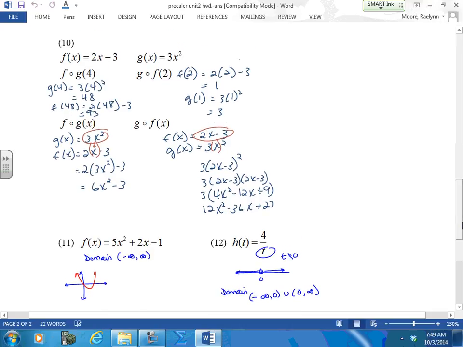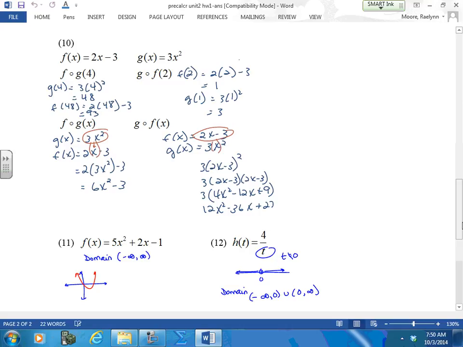How'd the compositions go? It's important that you can do these as well. There are 2 functions, an f function, which is a line, and a g function, which is a quadratic, your parabola. That's your squaring function. In the first one, you just had to plug the numbers in. The second one, the equations in.